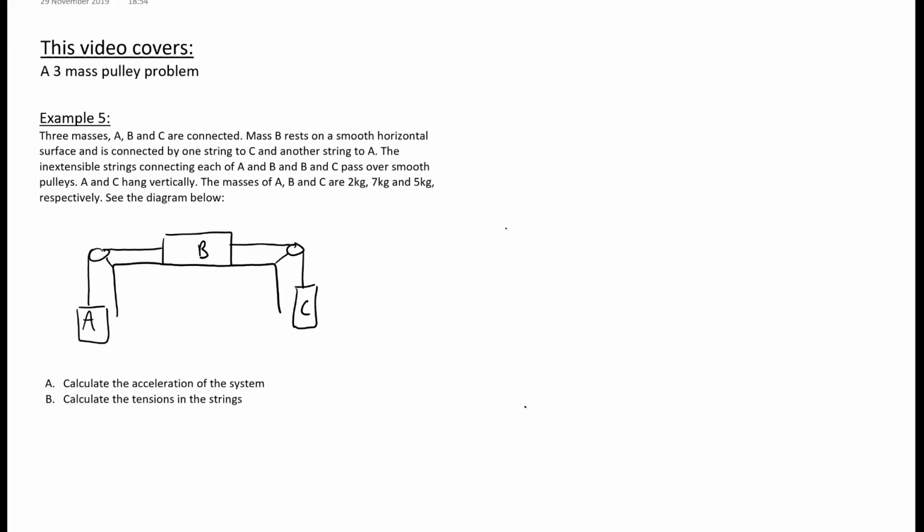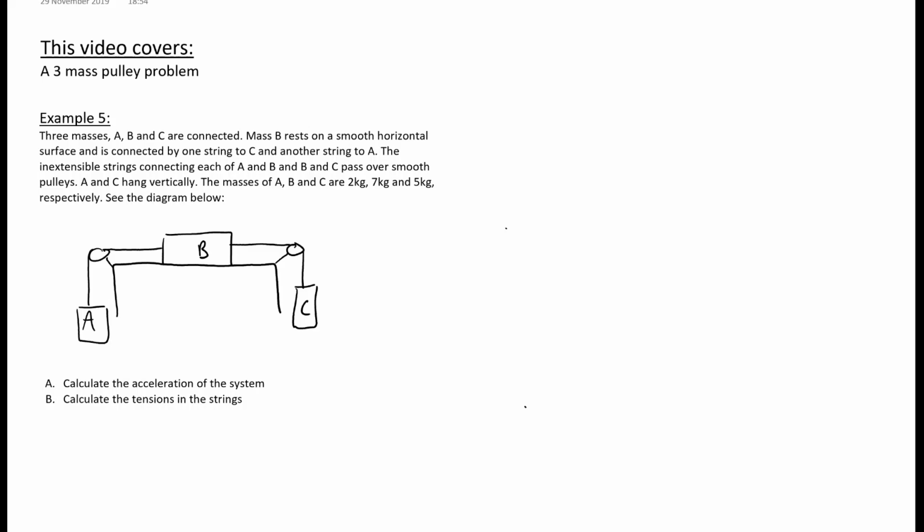Mass B rests on a smooth horizontal surface and is connected by one string to C and another string to A. The inextensible strings connecting each of A and B and C pass over smooth pulleys. A and C hang vertically. The masses A, B and C are 2 kilograms, 7 kilograms and 5 kilograms respectively. See the diagram below.